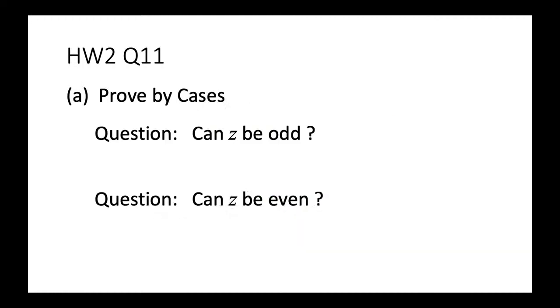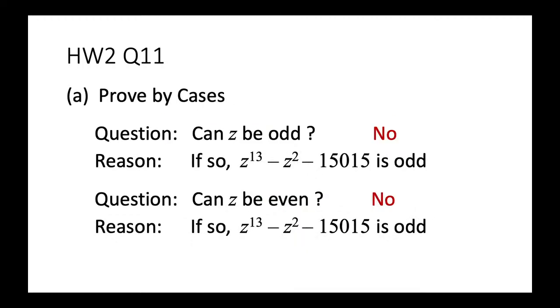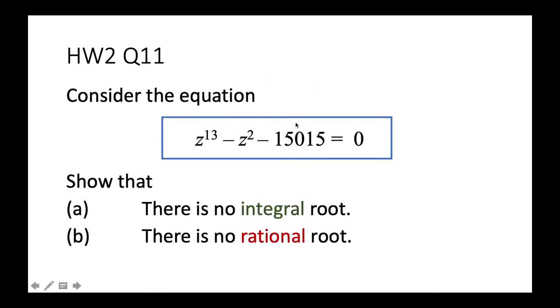So in that case, what do we have? We find that z cannot be odd. And at the same time, z cannot be even. So we find that no matter whether z is odd or z is even, this equation does not have z as a root. So for all the integers that we can consider, this integer cannot be a root of the equation. So in that case, we have shown part A.